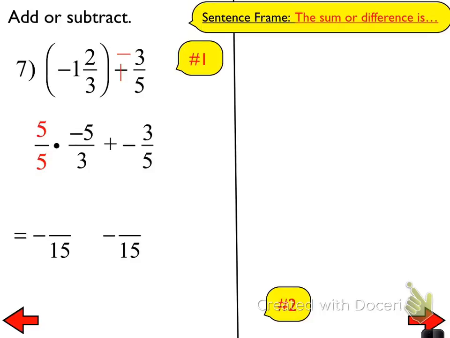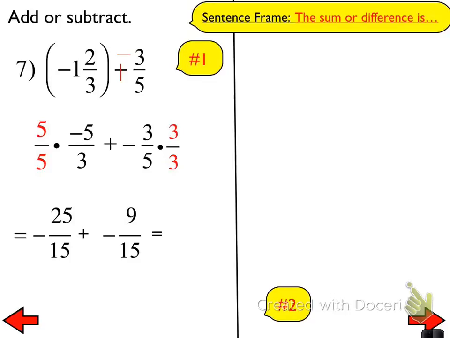So my new numerator, after multiplying it by 5/5, gives me negative 25. My second fraction, I have to multiply it by 3/3. And again, notice I'm not multiplying both sides by 5/5, right? I have to multiply by 3/3 because I need to make it a 15. So my new numerator is a -9. I'm going to go ahead and bring the actual operation down.